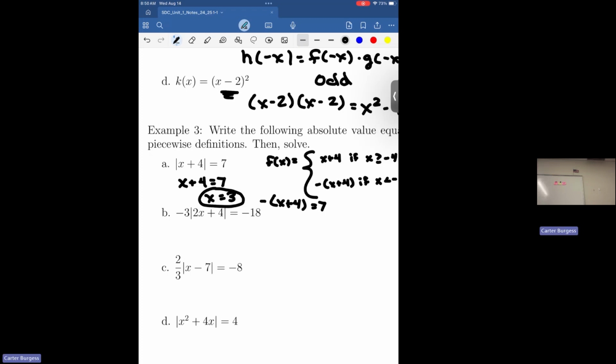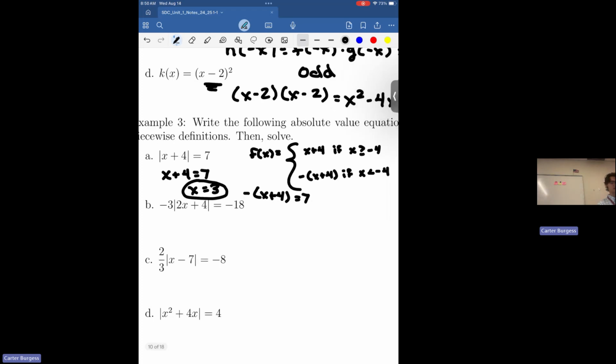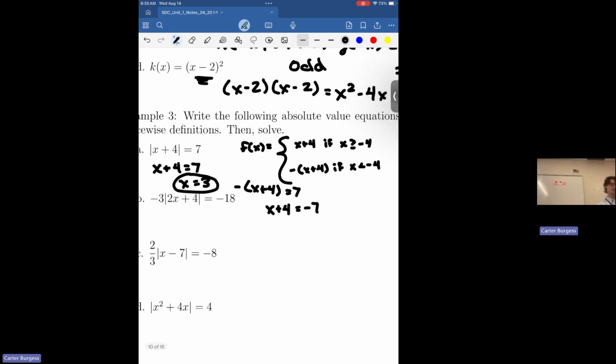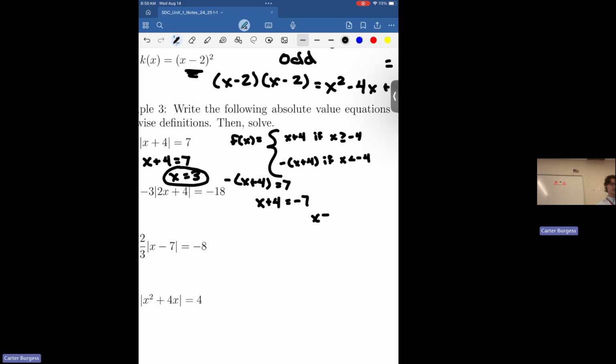You divide everything by -1 to make this positive, and then solve. What else could we do? We could distribute the negative. Either way works. Either way is great. Whichever you prefer, whatever kind of speaks naturally to you. I would probably divide here by the negative first, but it doesn't matter. So we get that x plus 4 is equal to -7. And subtracting 4 from both sides, x is equal to -11.